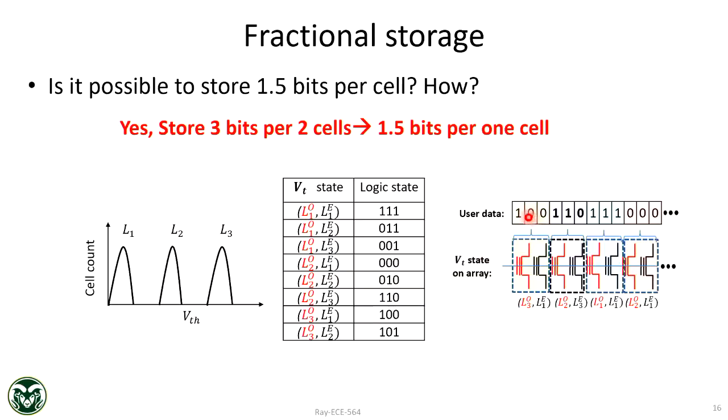For example, this is your user data. You combine these 2 bits together, 2 physical cells together, and store 3 bits among them. So black and red, right? And you decide which state out of these 3 will go.